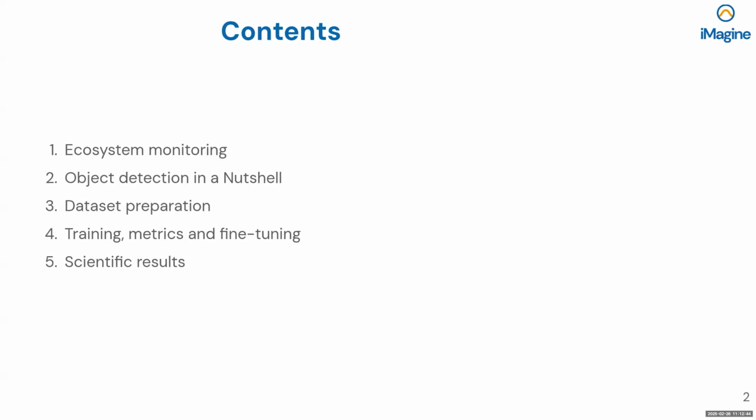First, I'm going to start with what ecosystem monitoring is and how we want to do it with artificial intelligence. Then we will continue with a very brief review of what object detection is: object detection in a nutshell, how we prepared our data, how we trained it, which metrics we are using to evaluate it, and how we can fine-tune the models. And finally, I will present some scientific results that we achieved.